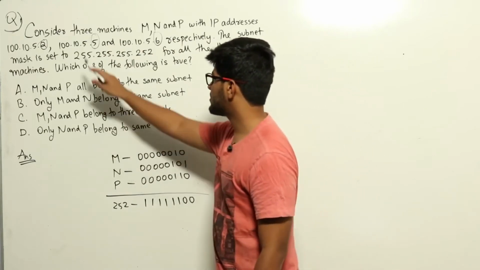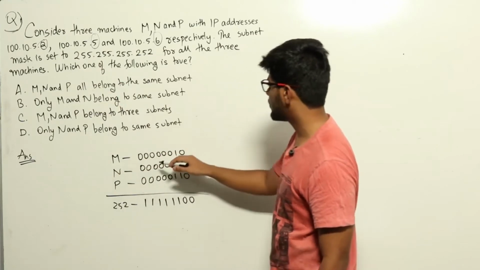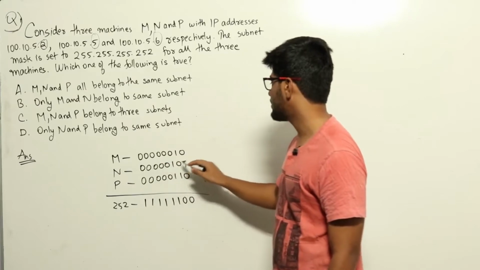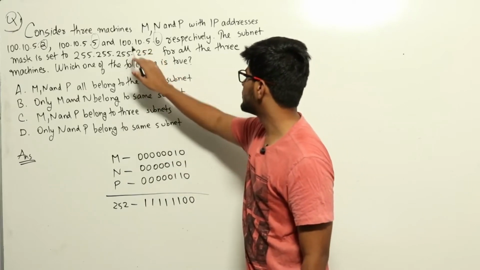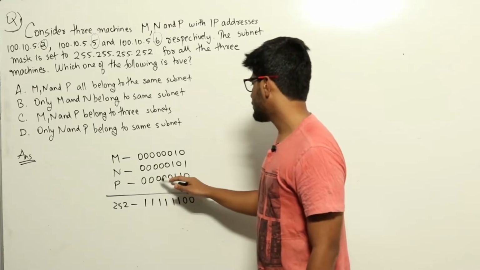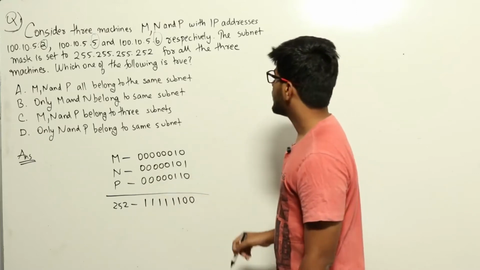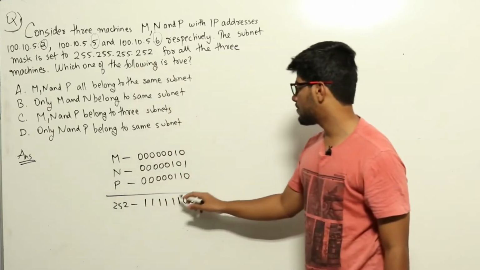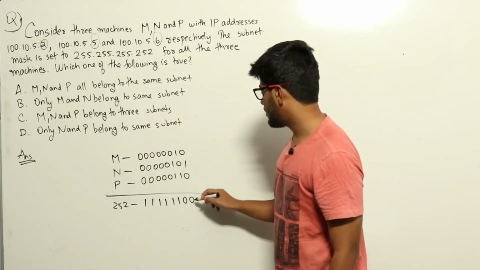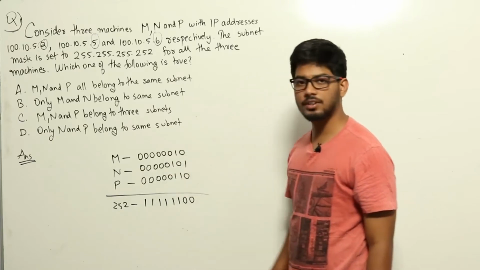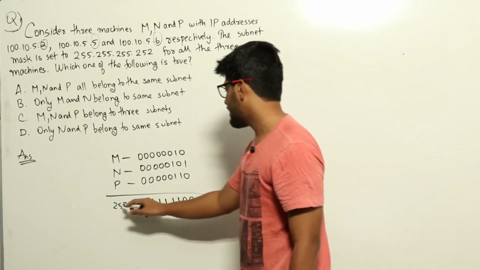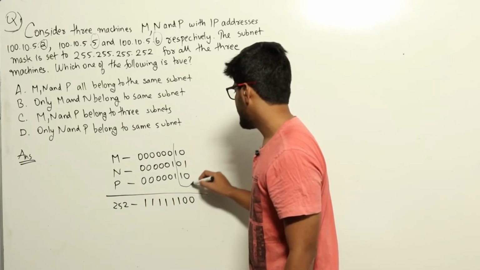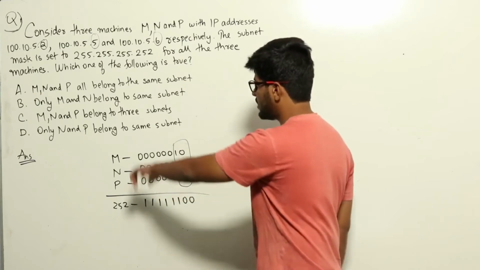For M, the last 8 bits are 2, that is 00000010. Similarly for N it is 5, that is 00000101, and for P it is 6, that is 00000110. Now the subnet mask is 252 for the last 8 bits, that is 11111100. We will do the bitwise AND of the subnet mask with each of these. The last 2 bits of the subnet mask are 0, so this part will become 0 for all 3 of M, N and P.